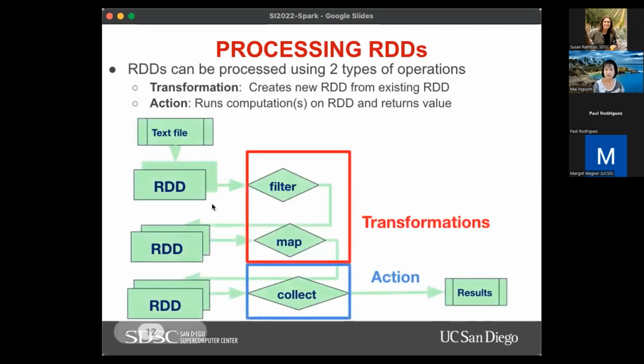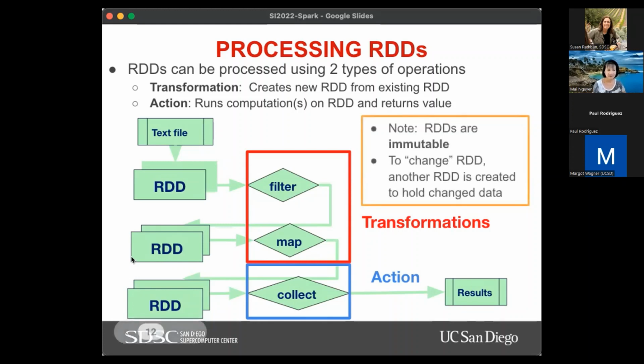So here's a schematic view of that. This is your text file. You read your data from your text file. That creates an RDD. You apply a transformation that creates another RDD, and then another transformation will create another RDD. Then when you apply an action to that RDD, all of these transformations are executed, and the results are returned.